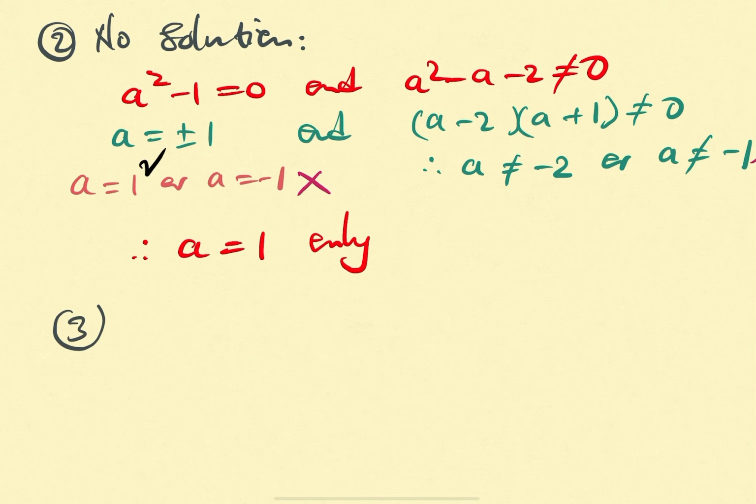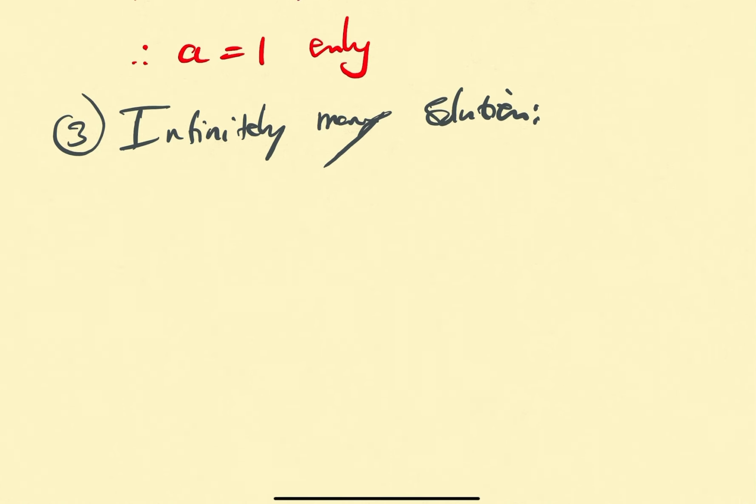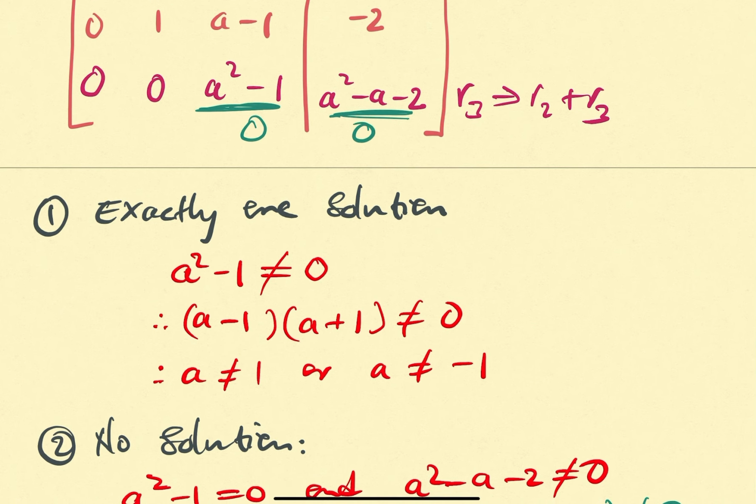Now, the third one, which is infinitely many solutions. This is really easy. You go and observe your matrix, the one which is in row echelon form, which is this one here. You say this portion right here must be 0, and this must be 0 as well. Think about it. If you have 0 is equal to 0, you will have infinitely many solutions, based on the number of solutions in a system of equations.